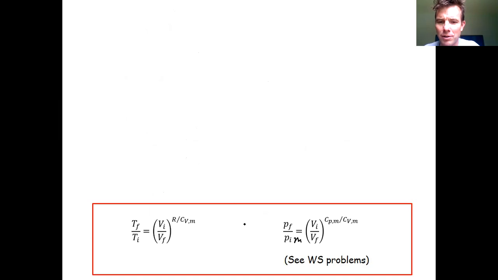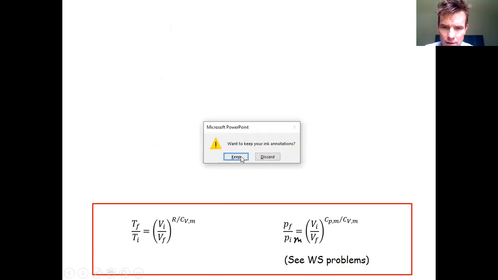I wasn't sure how much space I would need. Ignore this. I wish I could get rid of this. Hang on one second. Let's see.